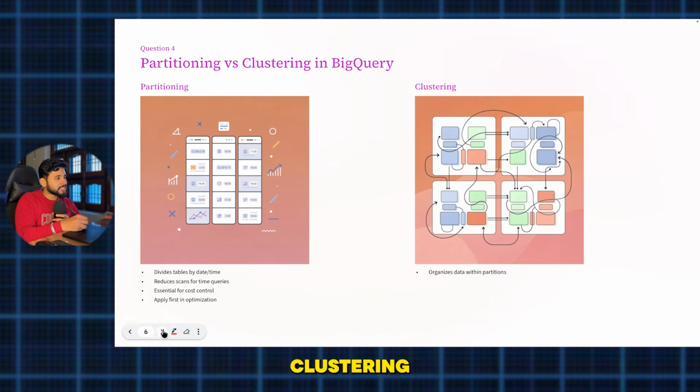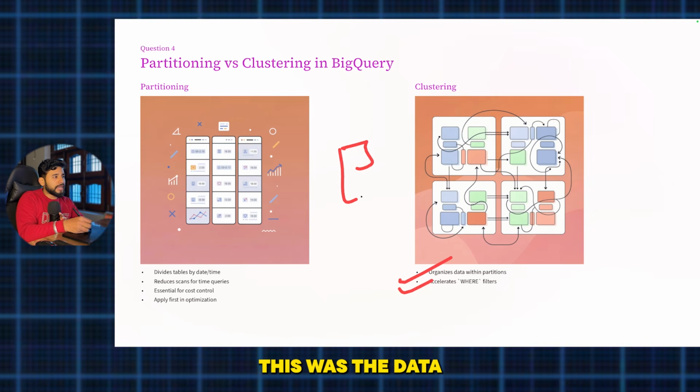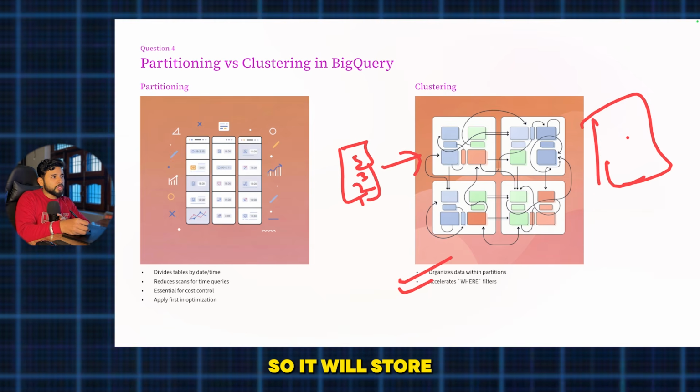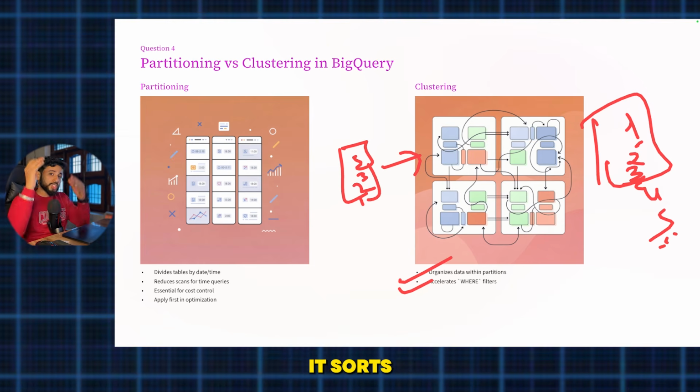Next thing is clustering. Clustering organizes your data within the partition and accelerates your where clause. Why? Because it reallocates the data. Suppose this was the data: 5, 3, 1, 2, 4, like this. You applied a cluster by on this column. So it will store your data like this: 1, 2, 3, 4, 5. So that is the meaning of cluster by. It reallocates your data accordingly. Just assume it sorts the data on that column.